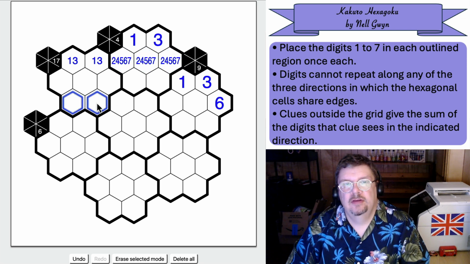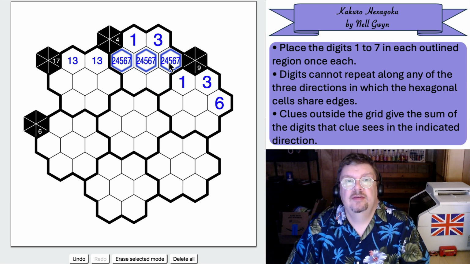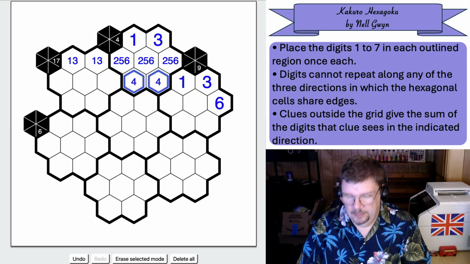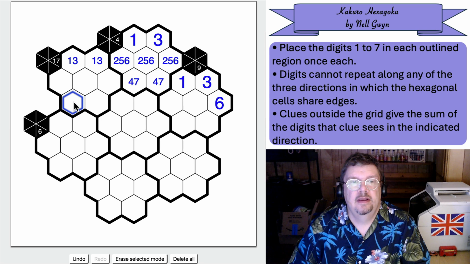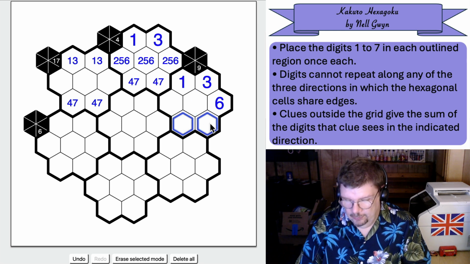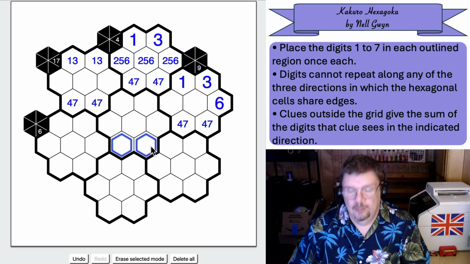Okay, 6 is not in this row, in this region. Therefore, the 6 is in this row in this region. Therefore, the 6 is not here, and therefore the 6 is here. So that's 2, 5, 6. And this is 4, 7. Okay, 4, 7 can't go here, so this is 4, 7. 4, 7 can't go here or here, so this is 4, 7.